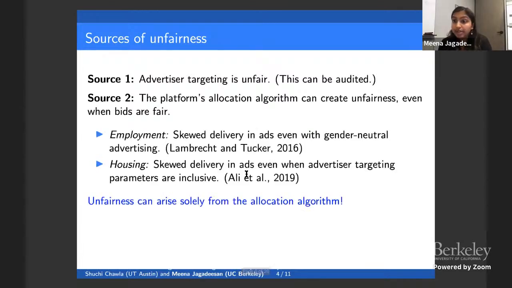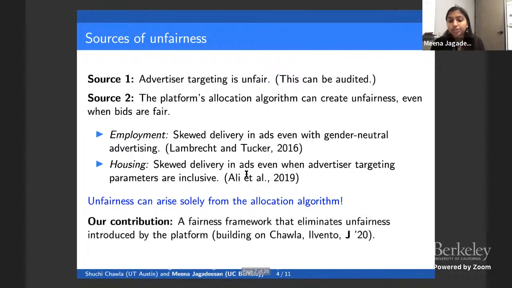This has been documented in various empirical studies. For example, in employment, it's been shown that there can be skewed delivery in ads even when each advertiser uses gender neutral targeting. A similar phenomenon has been shown for housing ads. So in these settings, unfairness arises solely from the allocation algorithm. Our contribution is a fairness framework that eliminates the unfairness introduced by the platform. We focus on this second source of unfairness, and we build on some previous work.